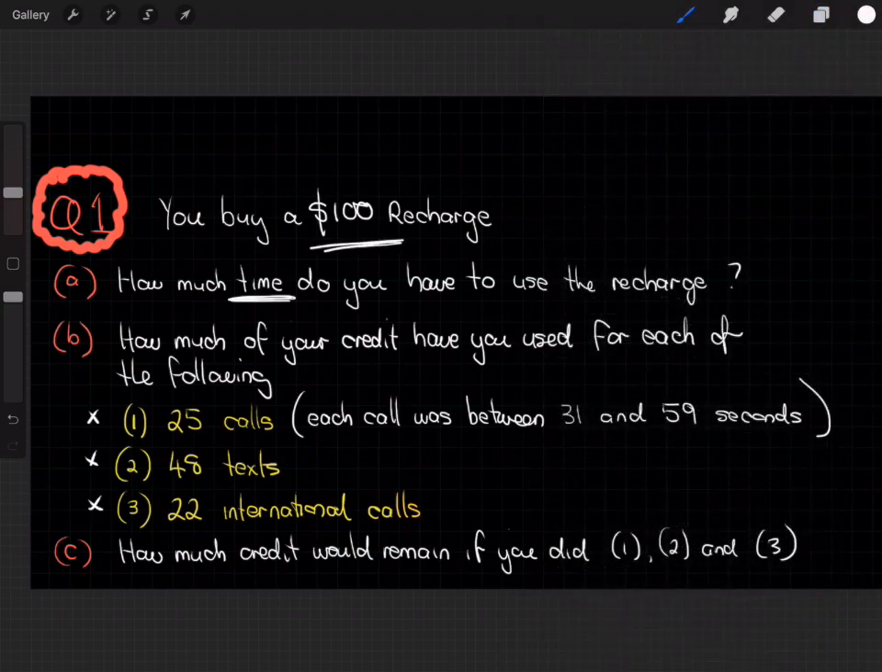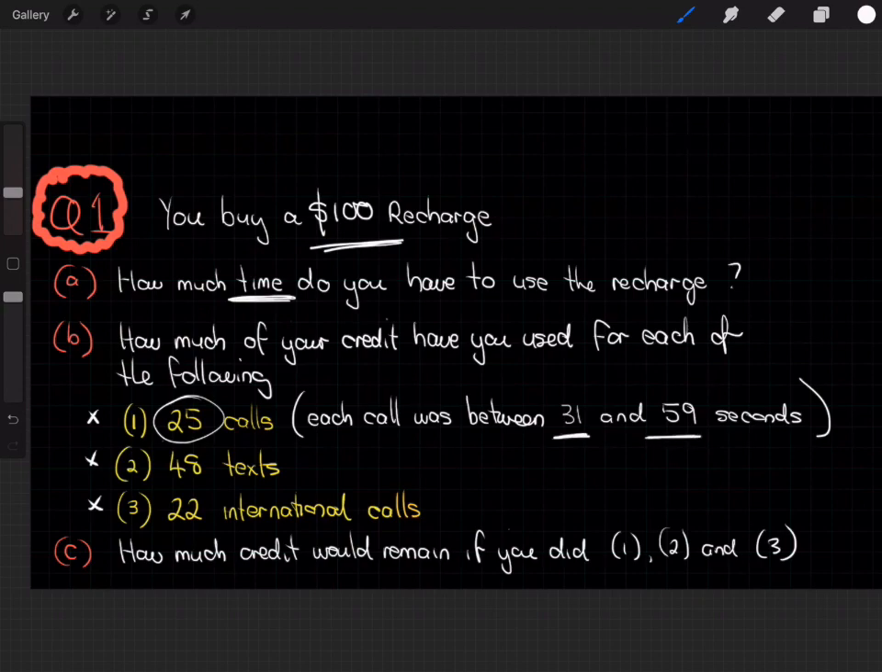Okay, you've got $100 credit. Now, here, it's asking you to work out how much credit you have used if you make 25 phone calls, and each one of those phone calls was somewhere between 31 and 59 seconds long.